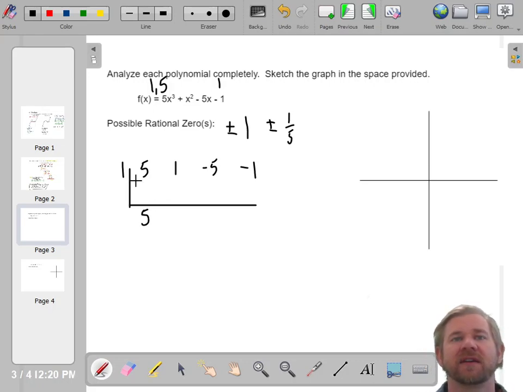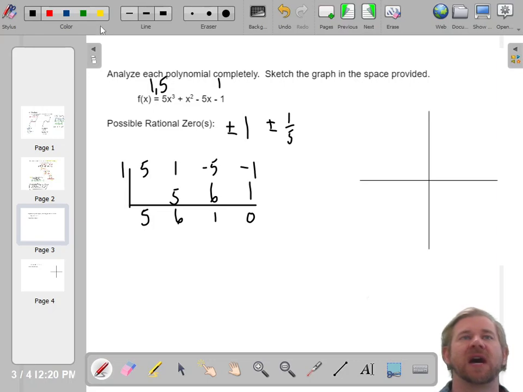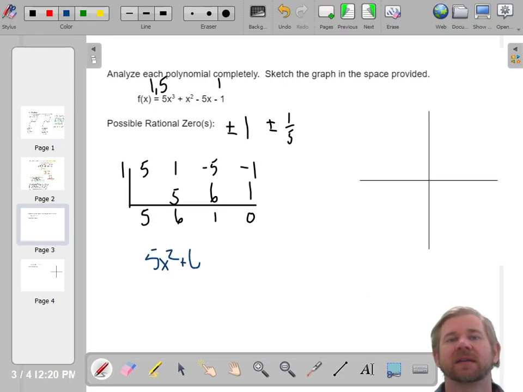So we'll bring down 5, 5. Add, you get 6. 6 minus 5 is 1. 1 times 1. Hey, got it. First try. All right. So it was cubic. Now I have a quadratic. And I'm going to write what I factored out. If 1 is a 0, x minus 1 is a factor.